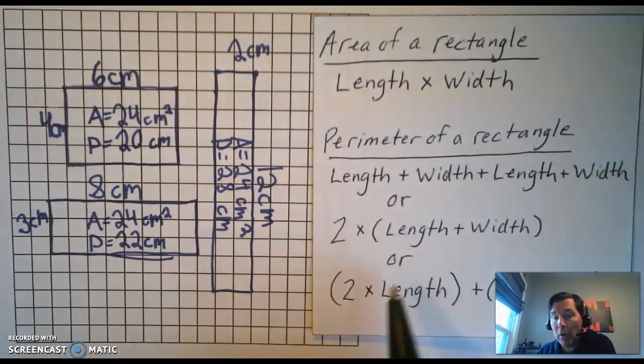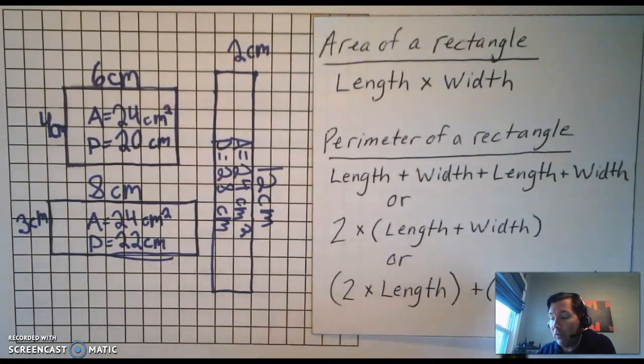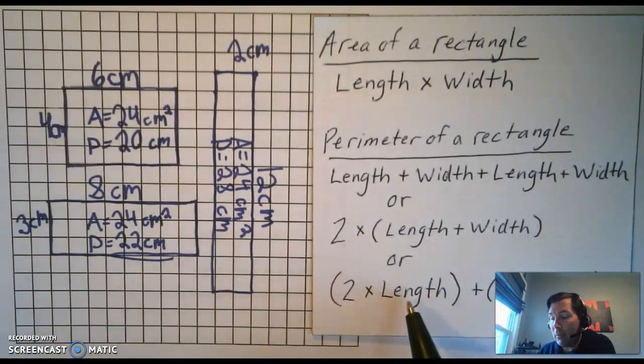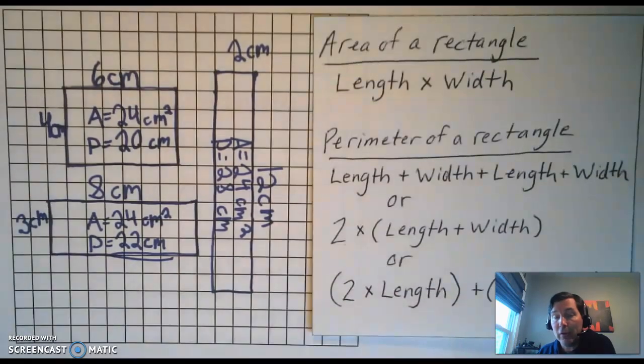Same perimeter. Or if you want to try another formula, you could multiply the length by 2. So that'd be 2 times 6, and that would be 12. And here we would have 2 times 4 would be 8. And then we would have 12 plus 8 is 20 centimeters. So there's your quick review for area and perimeter.